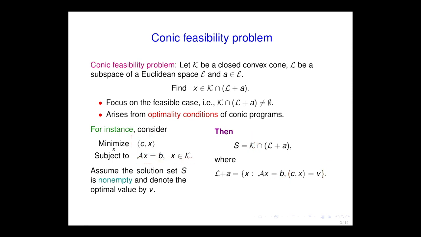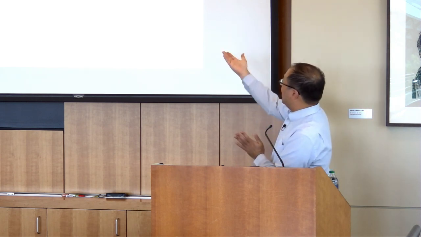So if you put this linear constraint and also this objective value equals V as an affine set, then the intersection with the cone would just give the optimal solution. Okay. So finding a solution is really solving the corresponding conic feasibility problem, finding an element in the intersection of K and the affine set.